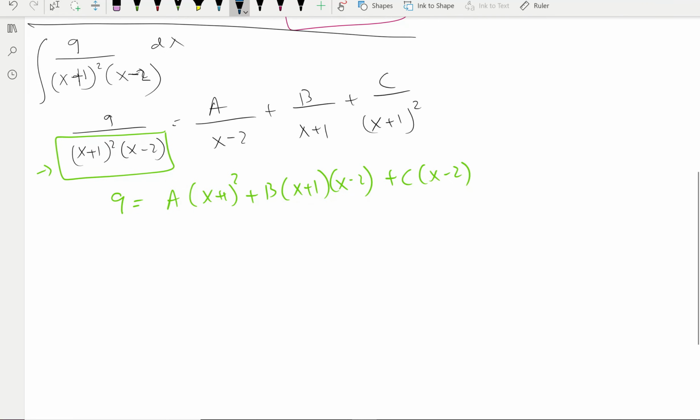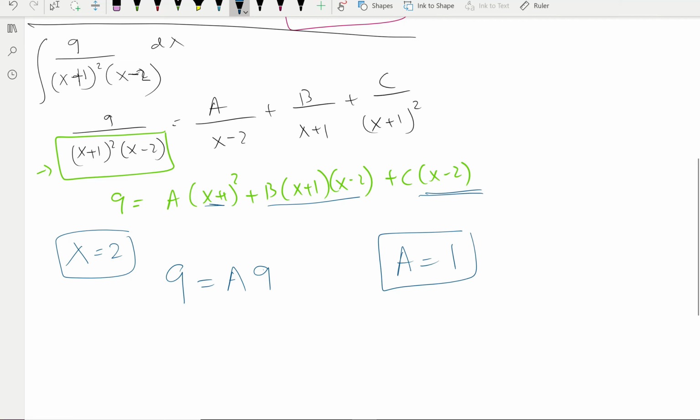So we can use a magic number. If we use x equals 2, the left-hand side is 9. So A times (2 plus 1), which is 3, and 3 squared is 9, so A times 9. This term vanishes, this term vanishes. So when x equals 2, B and C vanish, right? So A is actually 9 over 9, which is 1.